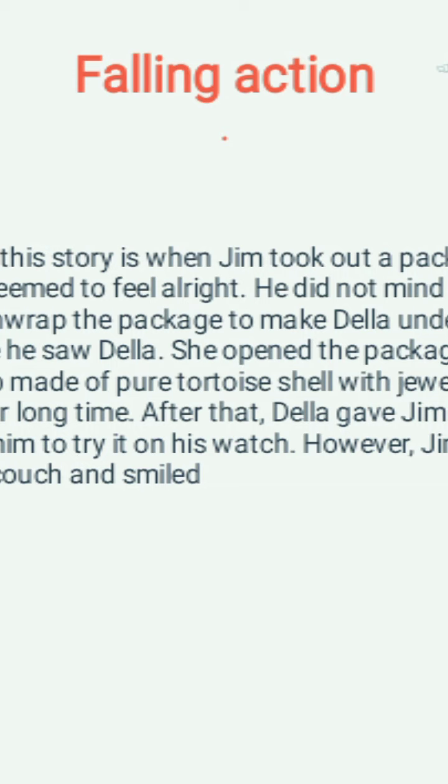She opened the package and cried hysterically. It was a set of combs made of pure tortoise shell with jewel ribs. It was all that she had dreamed of for a long time. After that, Della gave Jim the chain that she bought and asked him to try it on his watch. However, Jim didn't obey that. He threw himself on the couch and smiled.